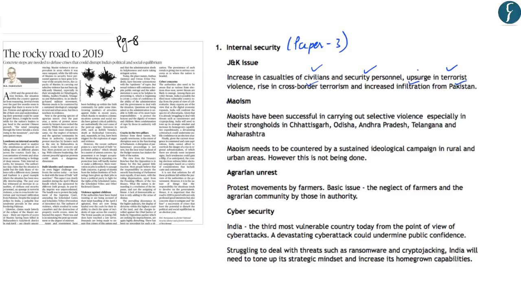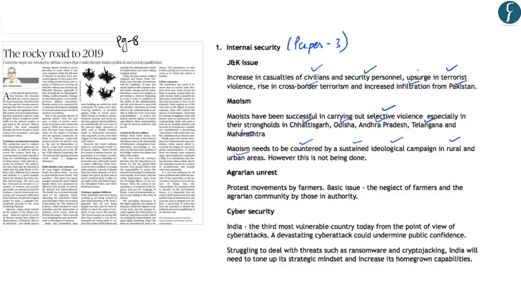The next issue that is talked about is Maoism. The author says that Maoist violence is not so prevalent in areas where it was once rampant. Yet, the Maoists have been successful in carrying out selective violence, especially in their strongholds such as Chhattisgarh, Odisha, Andhra Pradesh, Telangana, and Maharashtra. And the author says that since this is an ideology-based militant movement, it needs to be countered by a sustained ideological campaign in the rural and urban areas. However, this is not being done as of now.